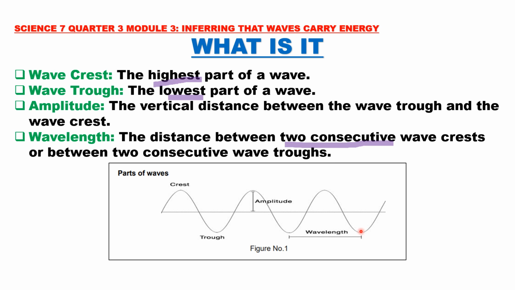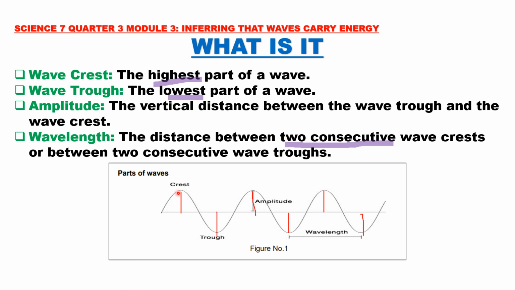Next, amplitude, vertical distance between the wave trough and the wave crest. So, crest to equilibrium is amplitude. Crest to equilibrium, amplitude. At amplitude din ang trough to equilibrium. So, dito sa drawing na to, meron tayong 1, 2, 3, 4, 5, oh, hindi pala 5, 6. 6 amplitude. Okay?